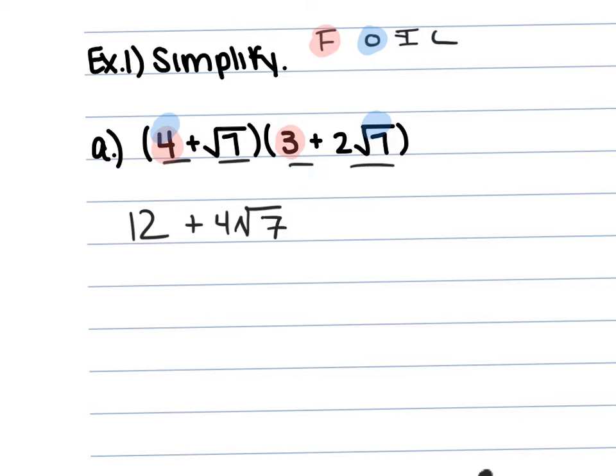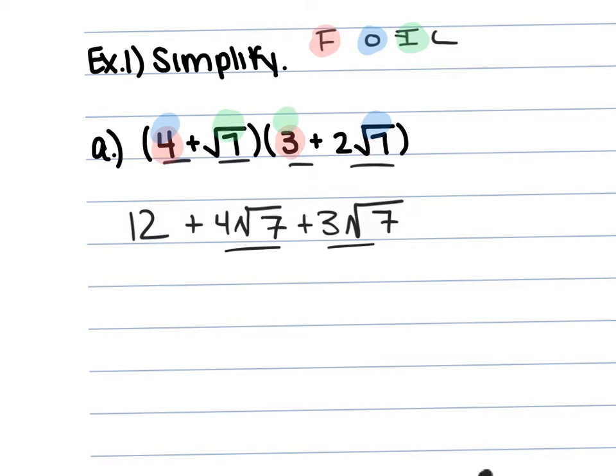Okay, now I'm going to go to inner. Inner and inner. So here's an inner term. Here's an inner term. What is square root of 7 times 3? 3 square root of 7. Notice those two inner terms there. Notice that there's something there. There's something that we're going to be doing there in a minute.